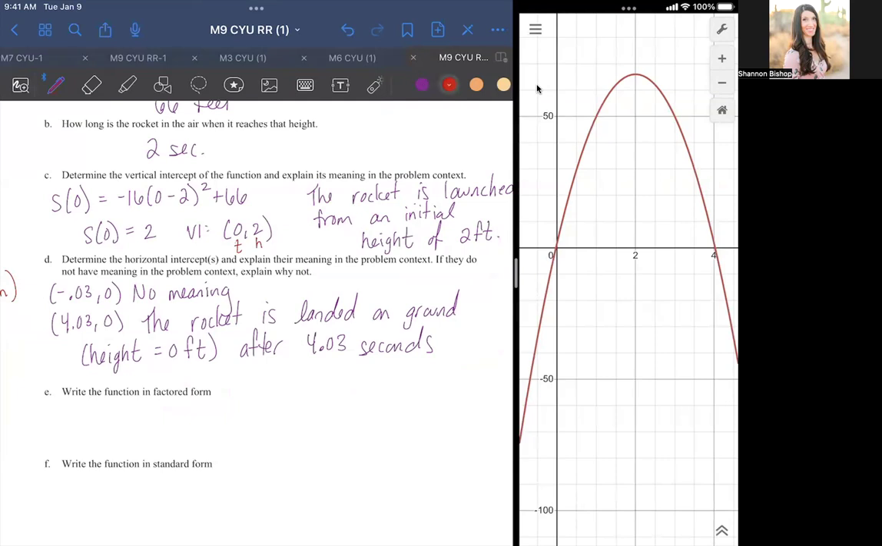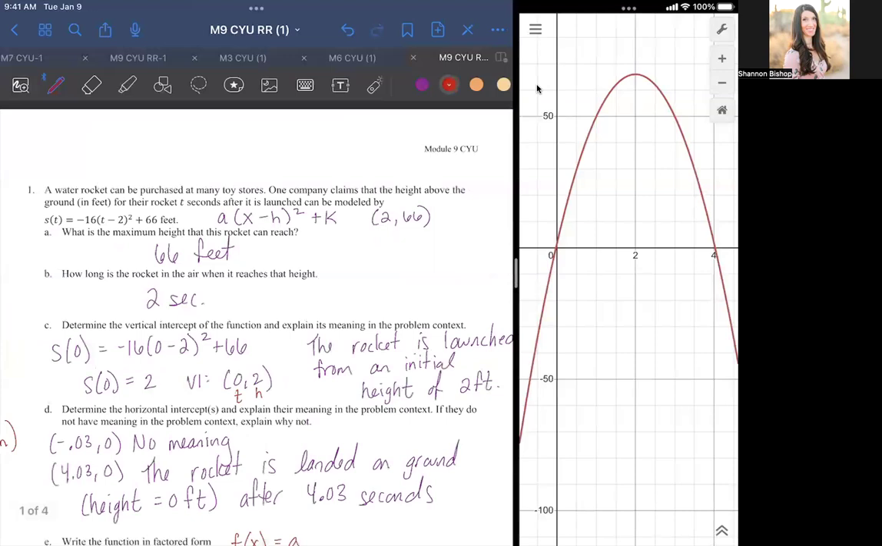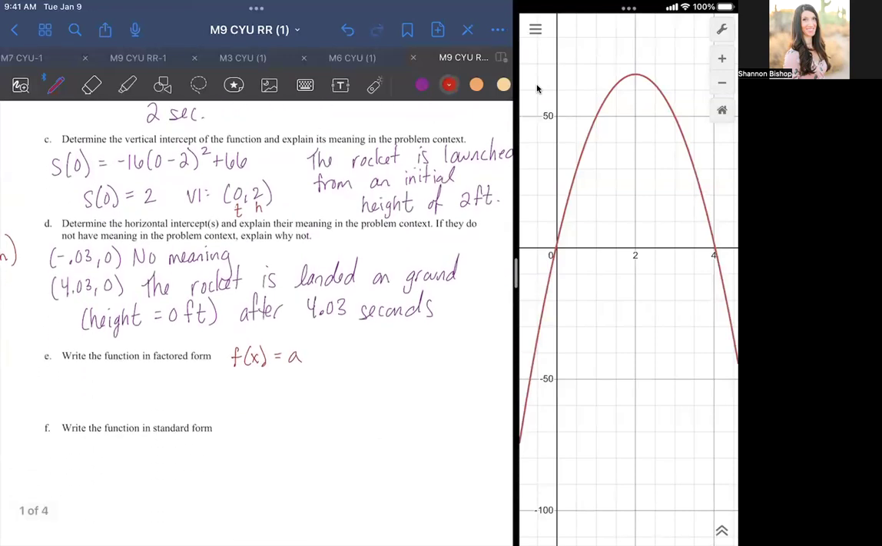If you recall, factored form is essentially you've got your a value, which will be given to you in the original function. And then the factored form looks like this, and where these values come from are your two horizontal intercepts. So x1 and x2 are simply your horizontal intercepts, which we have right here.